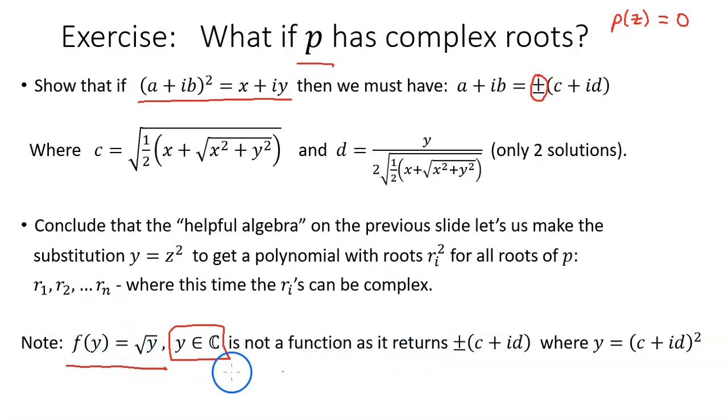In this situation, if y equals c plus id squared, then the values that are returned by square root of y are plus or minus that thing. So we can get c plus id, or we can get negative c minus id. Both of these two things squared give us c plus id squared, whatever that is. So it's not actually considered a function here, it's just a mapping. It sends something to one or more other things.